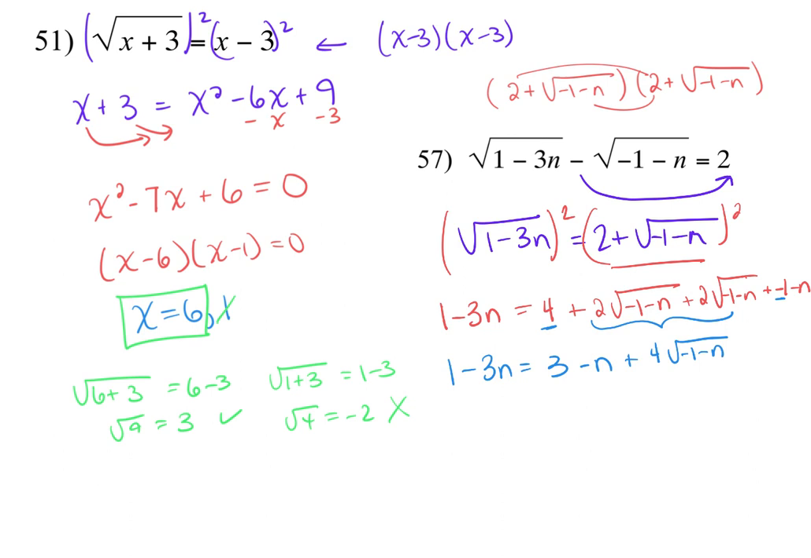All right? Then my goal is to get that radical by itself. So I'm going to move this 3 over by subtraction. 1 minus 3 is negative 2. I'm going to move this n over by addition. Negative 3 plus 1 is negative 2n. And that will leave me the radical over here by itself. And now I would do the process that I did up here. Square both sides, get everything to one side, factor and solve.